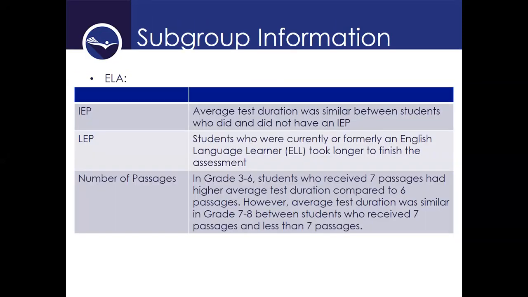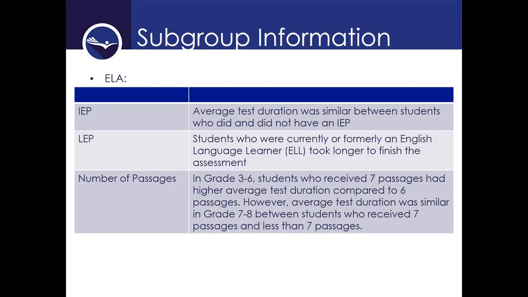So just some additional information from this. For ELA, students with IEPs have similar average times as students without IEPs. EL students, on the other hand, took longer to finish the assessment than students that are not EL, which makes sense considering this test is not translated; it's all in English. And so we would probably expect those students to take a little bit longer. The number of passages: typically, the greater the number of passages, the longer it takes for a student to finish the test.